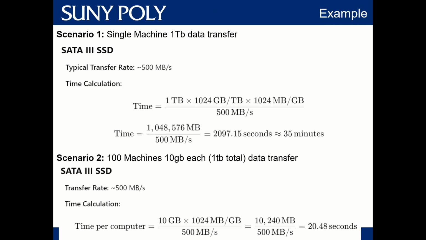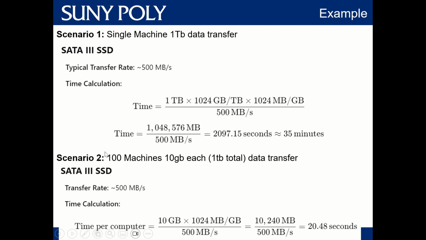Okay, just to give you some motivation about the importance of parallel storage and parallel processing. Imagine here we have two scenarios. We have a single machine with 1 terabyte of data, and we want to transfer that data. If we have a solid state disk, let's say that the typical transfer rate is 500 megabytes per second, maybe a little bit more, 600 megabytes per second, it depends. But let's say this is the average value. So the time it will take to transfer 1 terabyte is around 35 minutes, maybe a little bit lower than that, 30 or more, 40.